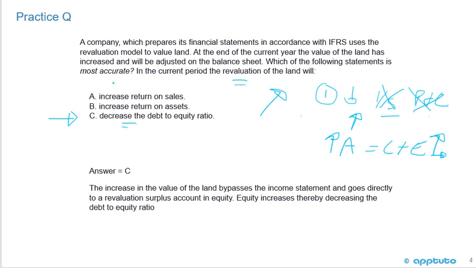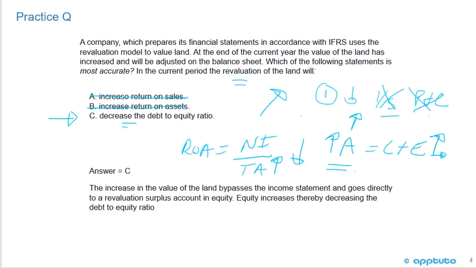Okay, so A is going to be wrong. It's not going to increase the return on sales, because it's a revaluation up. It's not going through the income statement. Now again, we can see this is a revaluation up, so B should be an easy one. We can see our A went up. So return on assets, let's just look at it. Return on assets equals net income over average total assets. If A went up, then the ratio is going to go down, correct? It's not going to increase your return. It's going to decrease your return because your total assets have gone up.